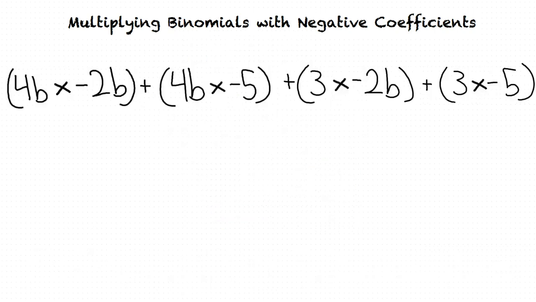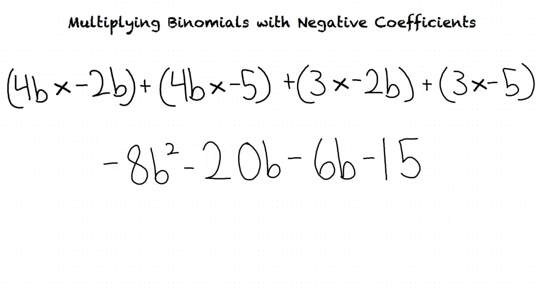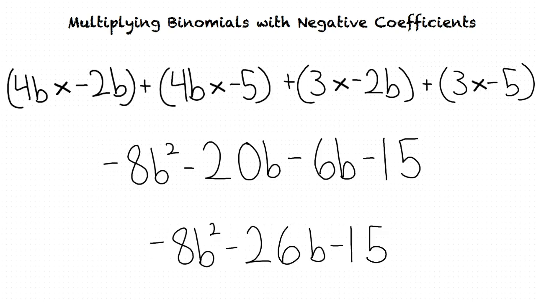Now we simplify our terms by multiplying them together. This results in negative 8b squared minus 20b minus 6b minus 15. We then add or subtract any like terms, which results in our final answer of negative 8b squared minus 26b minus 15. Will we use the same process if we had a term on the outside of our binomials?